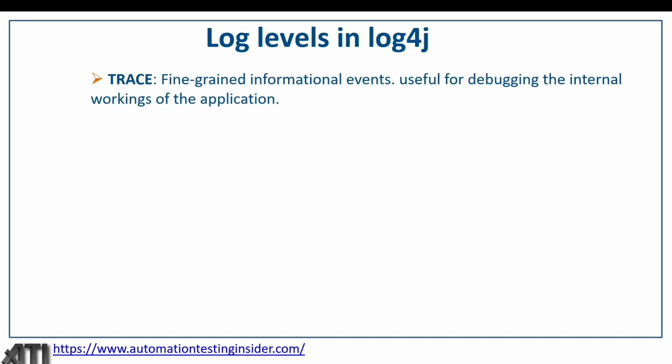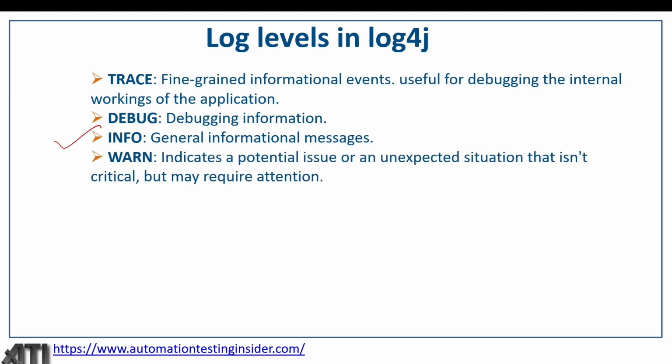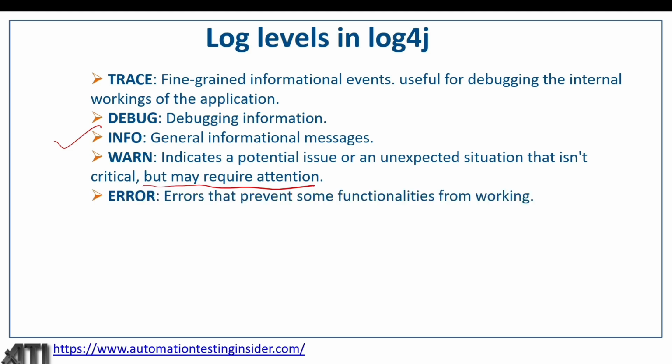Log levels in Log4j. There are different levels. Trace is for fine-grained informational events. Generally this is used for development purposes and is useful for debugging the internal working of the application. These are detail level. Then there is debug, for debugging information. Info, which we generally use for our automation, is for general informational messages. Warn indicates a potential issue or an unexpected situation that isn't critical but may require attention. For warning-related messages, we can print the warning message.